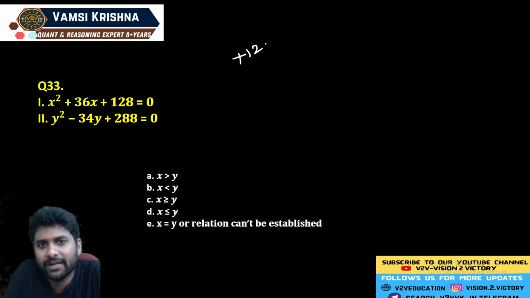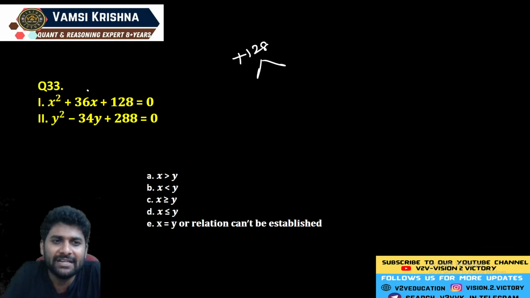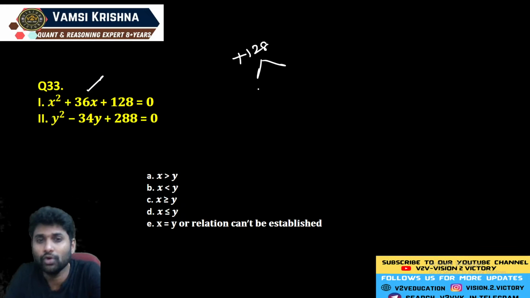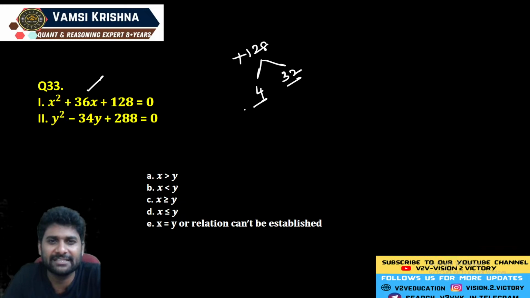We need plus 128. What are the factors? We need 36, right? So definitely 3 is multiplied by... It's not 3. If you go for 4, it's not cancelling the 3 table. Go with the 4 table. 4 threes are 12, 4 twos are 8... 32, 6. We will get a 36. So here initial factors is plus 4 plus 32. Final factors is minus 4 minus 32.